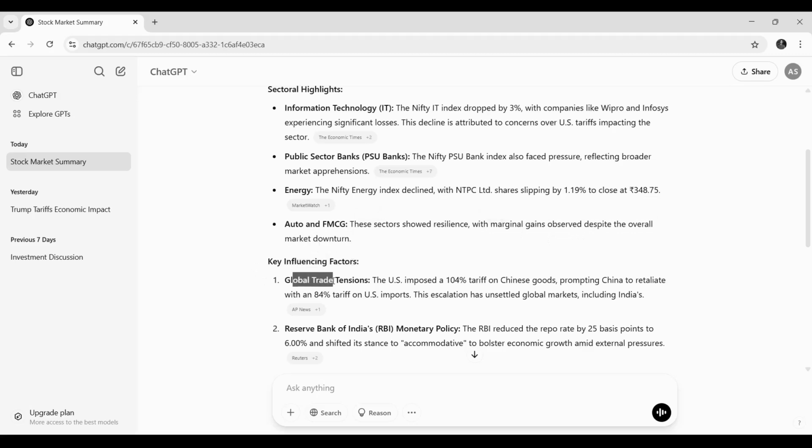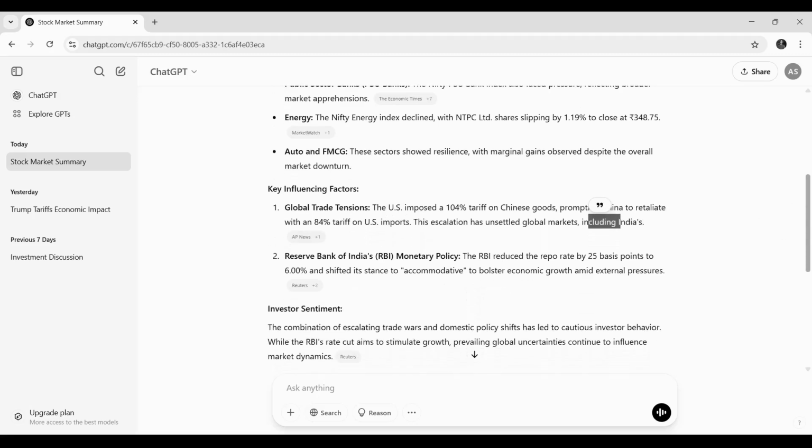So we know global trade tensions. The US imposed a 104% tariff on Chinese goods, prompting China to retaliate with an 84% tariff on US imports. This escalation has unsettled global markets, including India's. Okay, so that is here. Now, this is a major factor given by ChatGPT to us. RBI monetary policy: the RBI reduced the repo rate by 25 basis points to 6% and shifted its stance to accommodative to bolster economic growth amid external pressures.